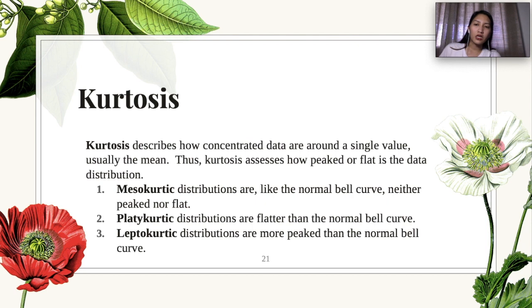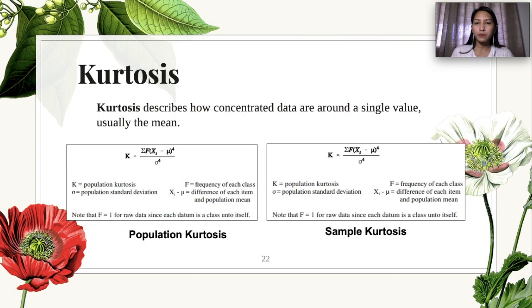So, ano ba yung indicator? By the way, may tatlong uri ng distribution when it comes to kurtosis. Meron tayong mesokurtic, platykurtic, and leptokurtic. Ang mesokurtic, ito yung normal bell curve. Ang platykurtic naman, ito yung flatter than the normal bell curve. Ang leptokurtic, ito yung more peaked than the normal.